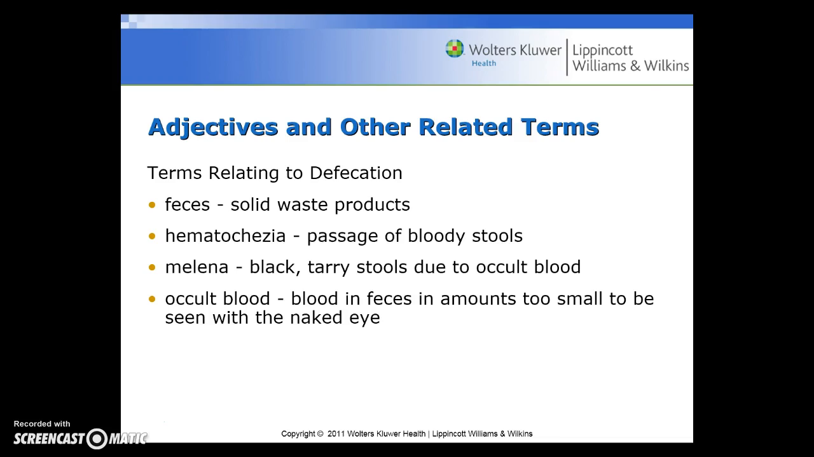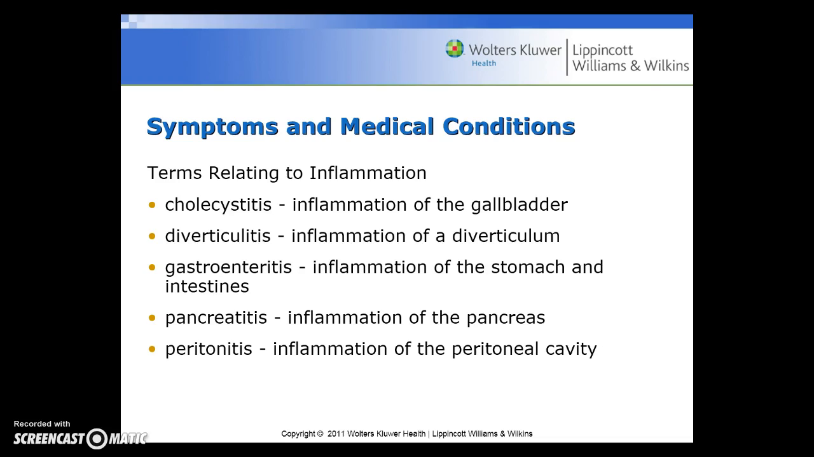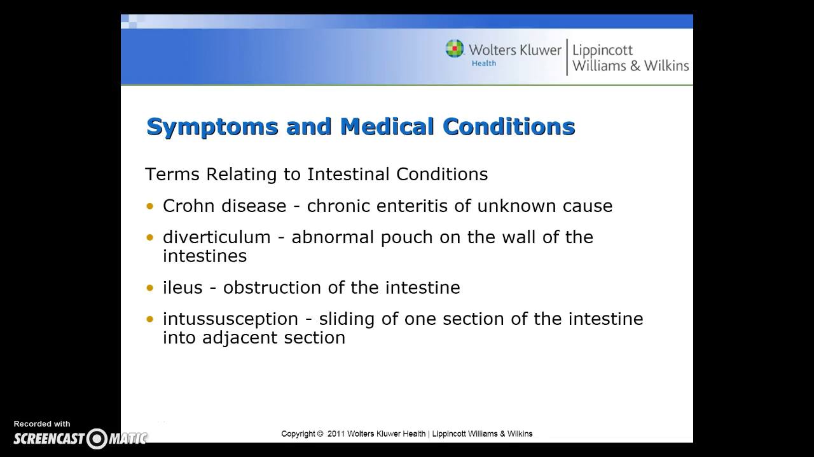Terms related to defecation: feces is solid waste products. Hematochezia is the passage of bloody stools. Melena is black or tarry stools due to occult blood. Occult blood is blood in the feces in amounts too small to be seen with the naked eye. Terms relating to inflammation: cholecystitis, inflammation of the gallbladder; diverticulitis, inflammation of the diverticulum; gastroenteritis is inflammation of the stomach and intestine; pancreatitis, inflammation of the pancreas, and peritonitis is inflammation of the peritoneal cavity.